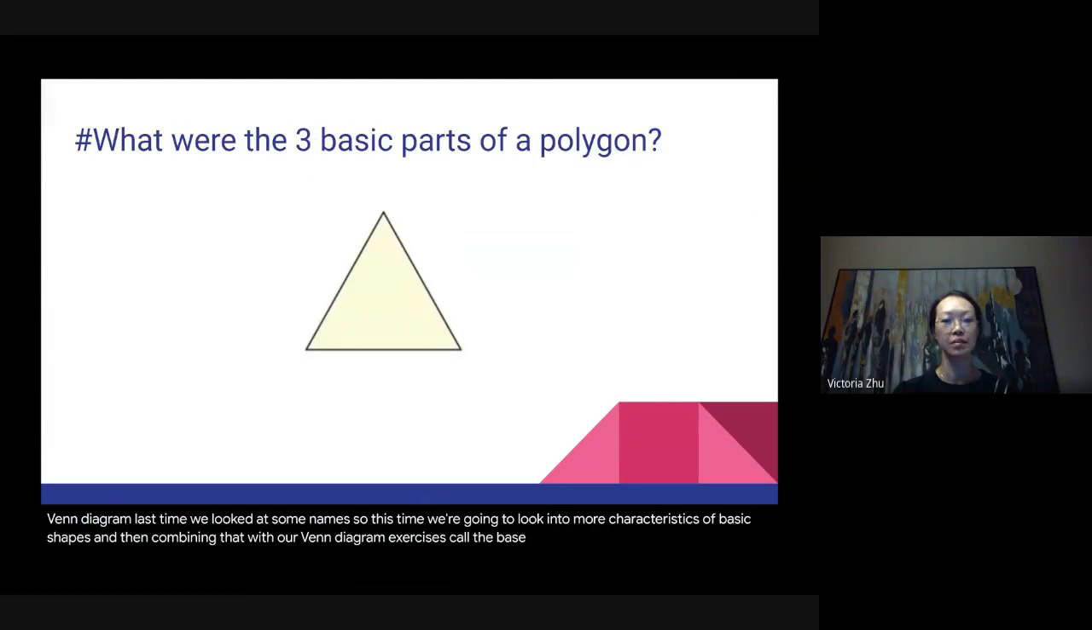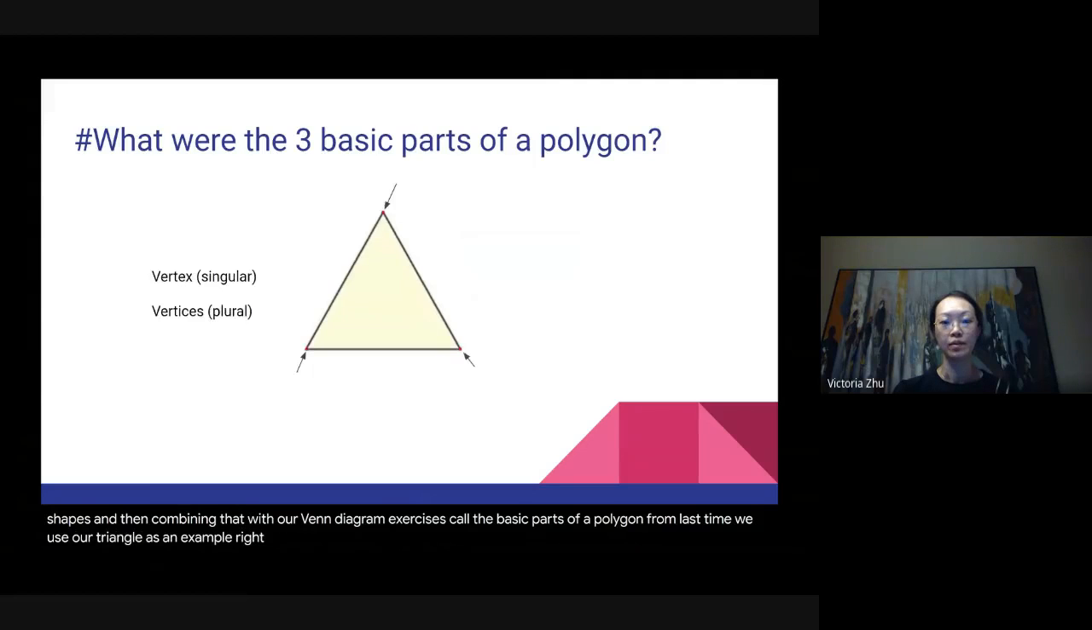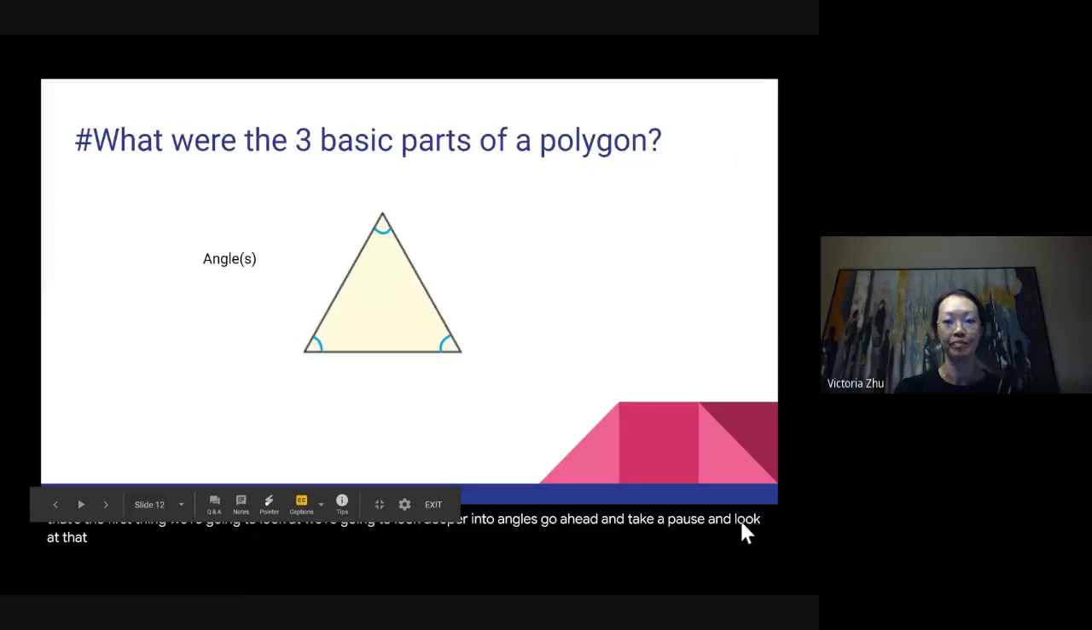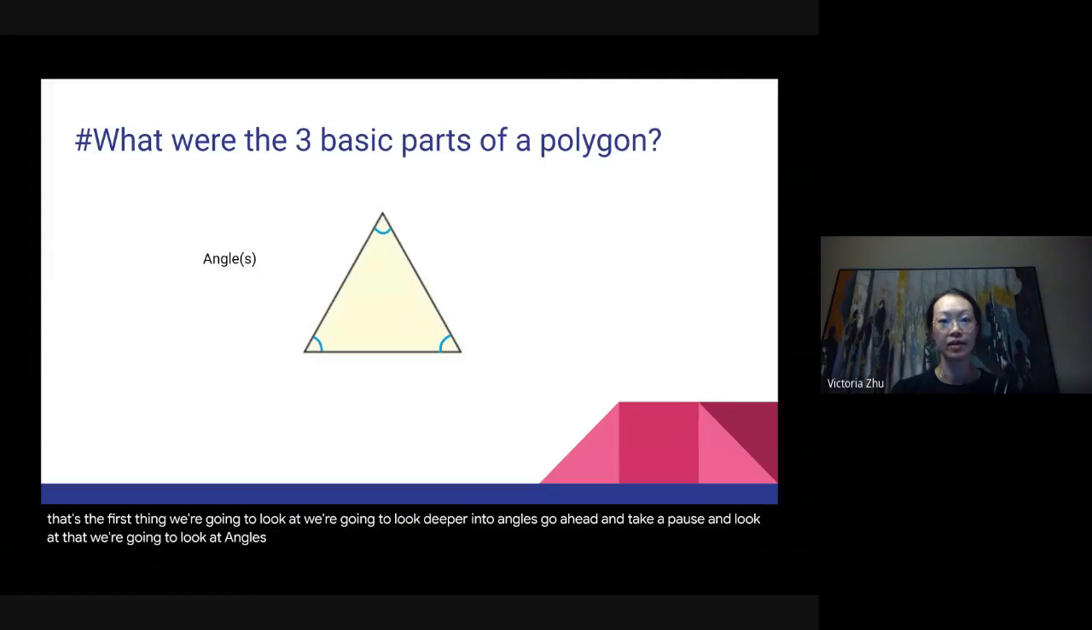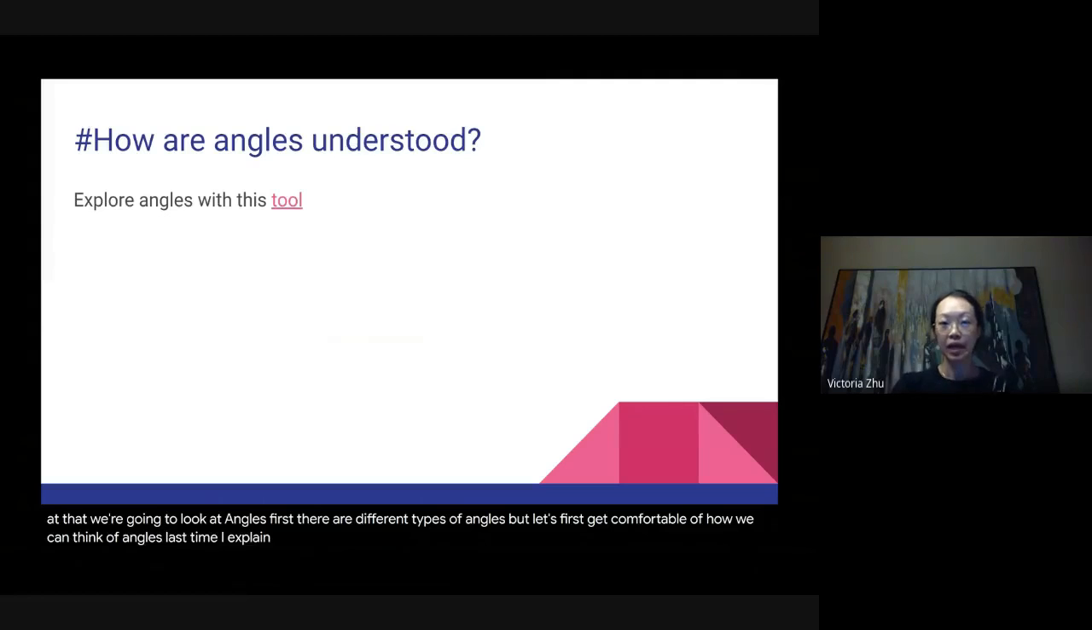So let's recall the basic parts of a polygon from last time. We used our triangle as an example, right? We have the vertices. If a singular is a vertex, we have the sides, and we have the angles. We're going to look at angles first. There are different types of angles, but let's first get comfortable with how we can think of angles. Last time I explained a little bit, I used my hands to kind of describe. Here is another tool that you could use to explore angles.